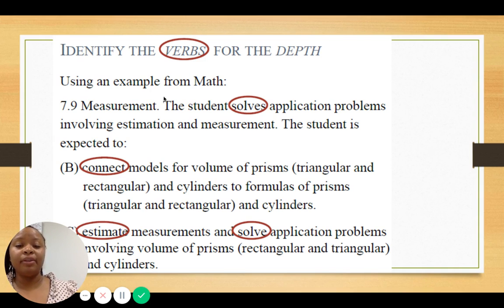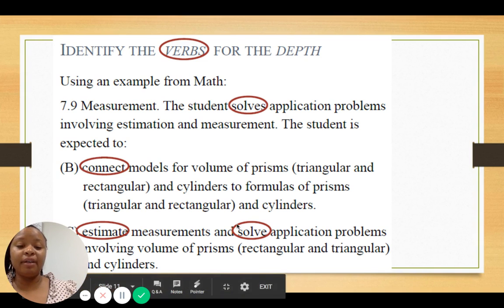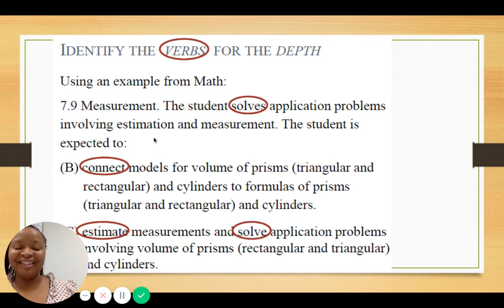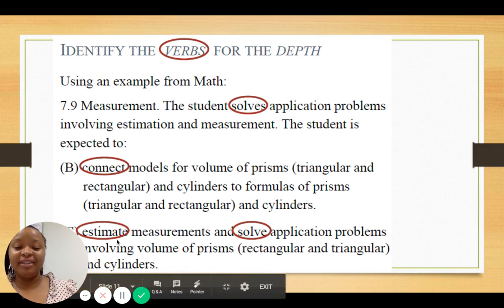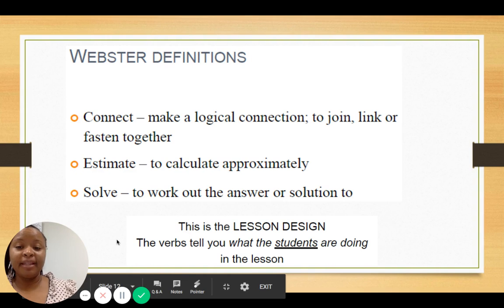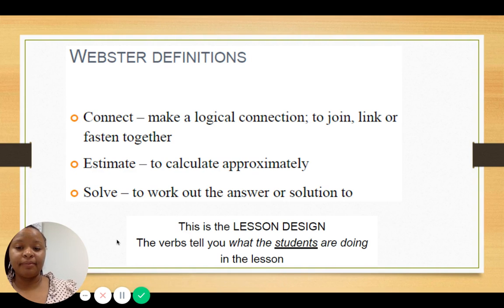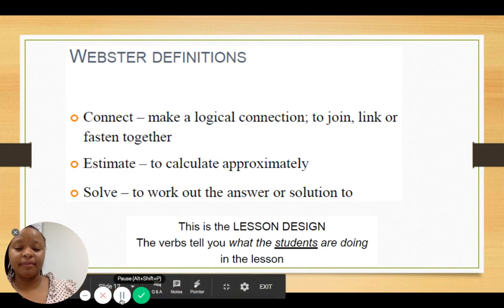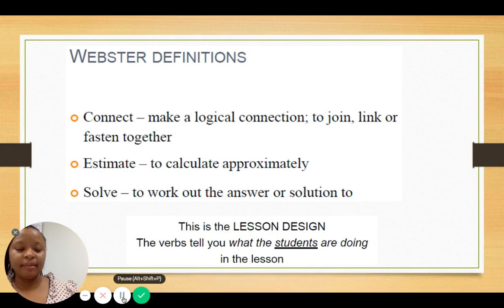circle the verbs. So this is solves, that is a verb. And what are they solving? What else are they doing? They're connecting here. And what else are they doing? They're estimating here, and they're solving again. So once I identify all my verbs within my knowledge and skill statement, my student expectations, I move on to the concept. So once I have identified my verbs, I look at the verbs and I define them.